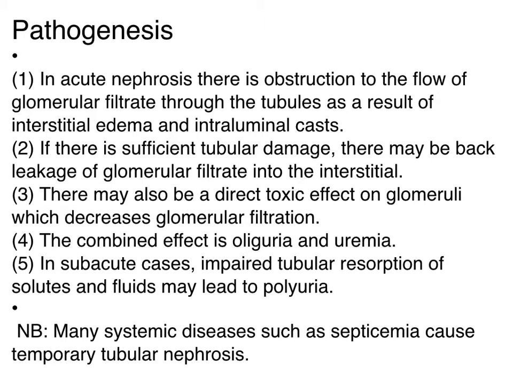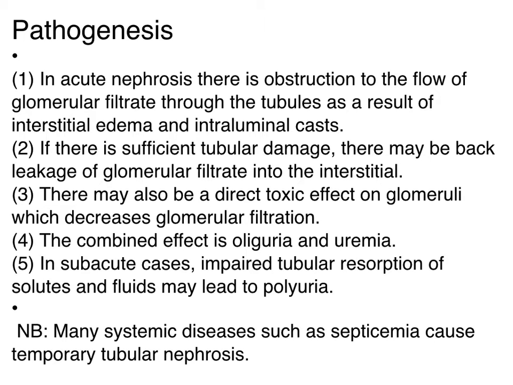There may also be direct toxic effects on glomeruli, which decreases glomerular filtration. Then the combined effect is oliguria and uremia. راح تسبب لنا قلة بإنتاج اليورين مع يوريميا، يعني تواجد اليوريا في الدم.